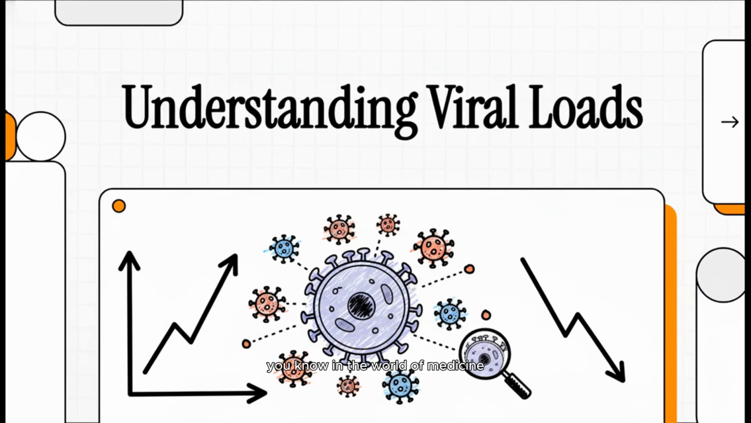In the world of medicine, there's this one number that can tell you almost everything you need to know about a viral infection. We're talking how aggressive it is, whether a treatment is actually working, and even how contagious someone might be. And that number, it's called the viral load. So in this explainer, we're going to break down exactly what that number means and why it's become such a critical, game-changing tool in the fight against disease.